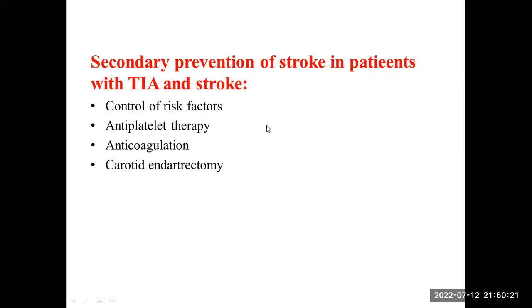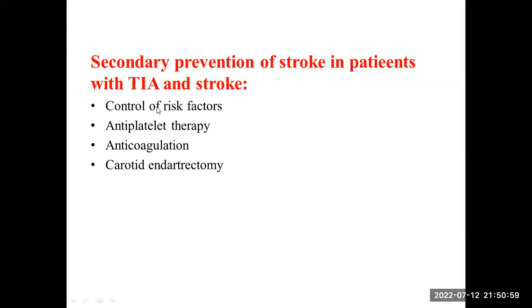Then anticoagulation as well can be considered as part of the secondary prevention if you have a patient with atrial fibrillation specifically, or a patient with cardioembolic stroke. In these circumstances, anticoagulation should be considered as part of the secondary prevention. And it was shown that direct-acting oral anticoagulants like rivaroxaban and apixaban are superior to warfarin when you are dealing with any form of cardioembolic stroke, except mechanical valve and except mitral stenosis.